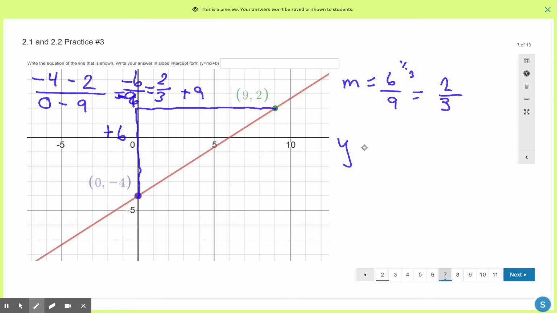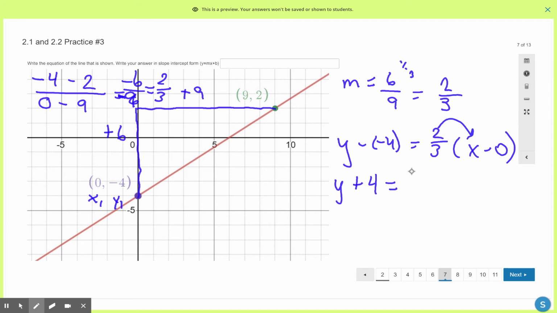And then, so this is our x1, y1, minus -4 equals 2/3 x minus 0. So then we have minus a negative is really adding 4. 2/3 times x is 2/3 x. 2/3 times 0 is just plus 0. And then we can subtract 4 on both sides.